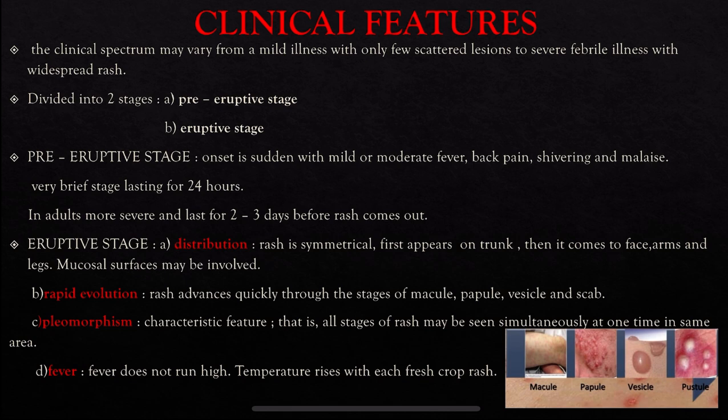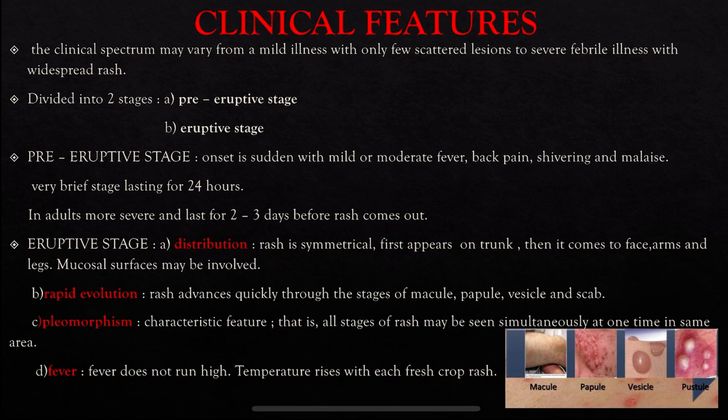Clinical features will be divided into 2 stages. We have a pre-eruptive stage and an eruptive stage. In the pre-eruptive stage, before the spots erupt on the body, what is the patient going to present with? Onset is going to be sudden, with a mild to moderate fever, back pain, shivering, and malaise.